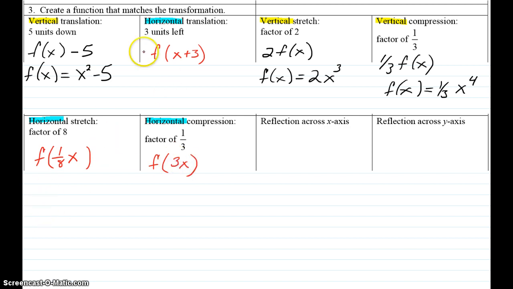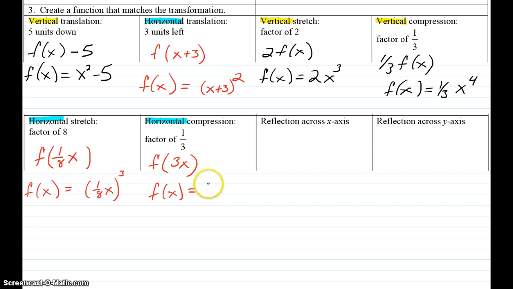And so now if we actually write functions, so let's say our function is going to be x plus 3 squared. Here f of x is going to equal 1/8 x to the 3rd, and f of x equals 3x, let's do to the 5th.